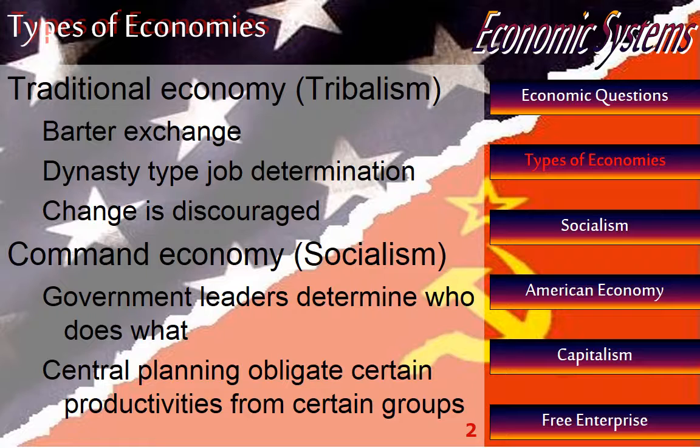There's also the command economy, which for the most part we call socialism. Government leaders decide who does what, whether it be by testing, schooling, or drawing lots. Most of these are where all the major decisions are made by a central planning system. The central planning obligates that certain productivities are to be met. You have to produce so many of these items, or such and such will happen.